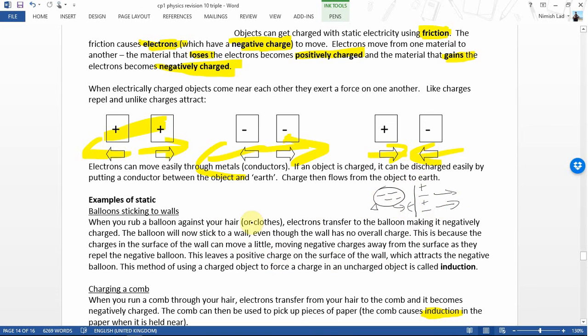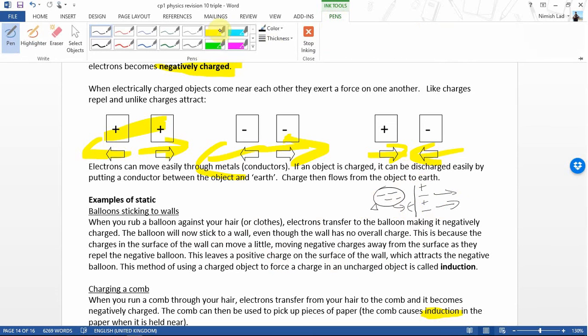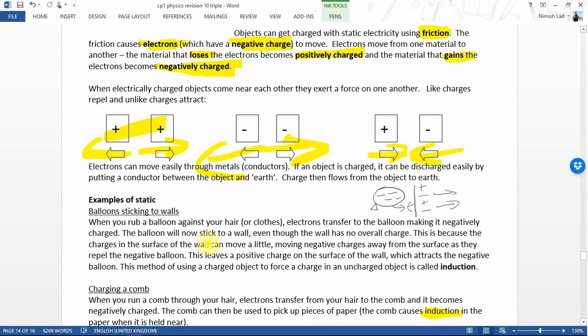So when you rub a balloon against your hair, or even clothes, electrons transfer to the balloon, making it negatively charged. The balloon will now stick to a wall even though the wall has no overall charge, which is what we were saying. This is because the charges in the surface of the wall can move a little, so those negatives move, moving negative charges away from the surface as they repel the negative balloon. This leaves a positive charge on the wall, which attracts the negative balloon. This method of using a charged object to force a charge in an uncharged object is induction. So that's where we force a charge in an object. And that is everything you need to know about charge.